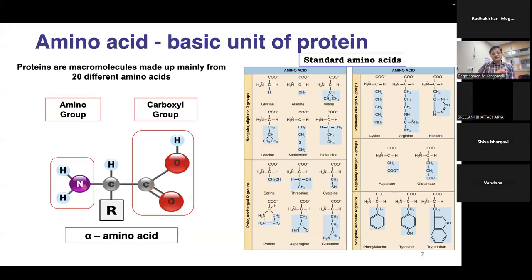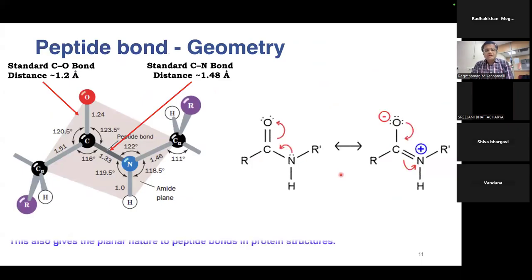Like that, every atom has a particular nomenclature: alpha, beta, gamma, delta, epsilon, omega, and so on, the Greek letters. What you have to remember is that this C alpha is the most important carbon, to which the R group or the side chain is attached. We call all these that are shown in blue side chains.